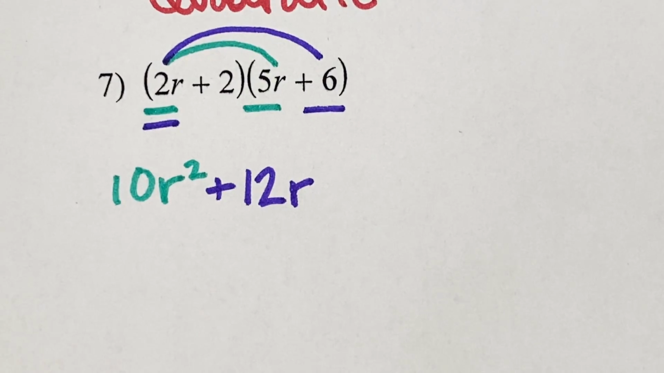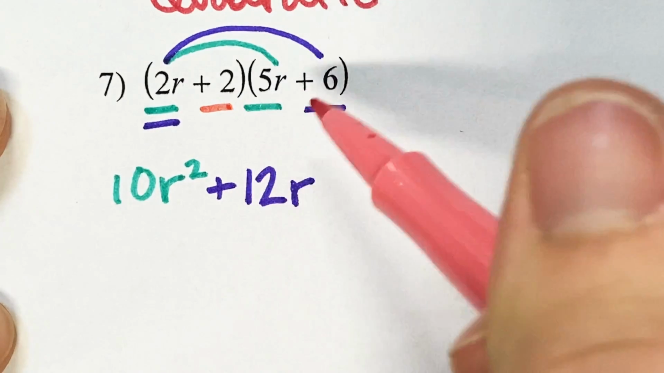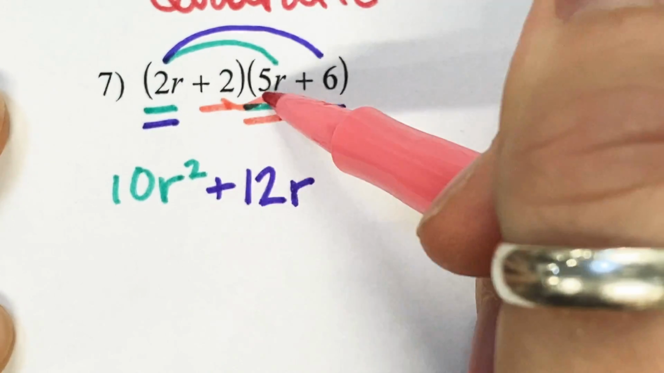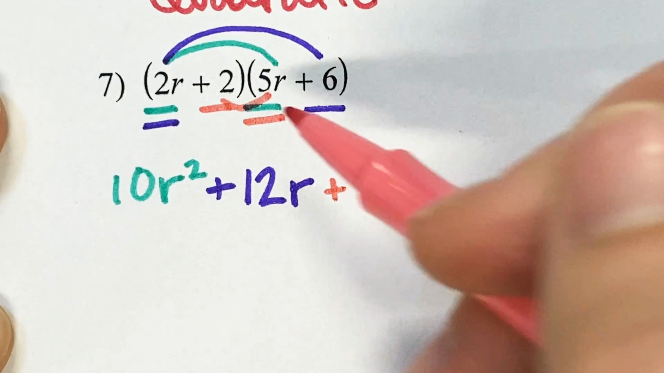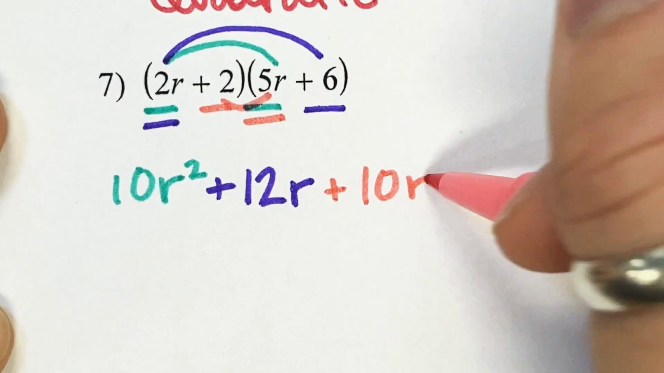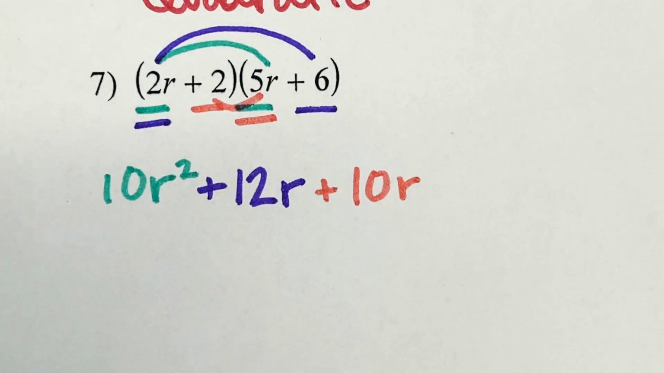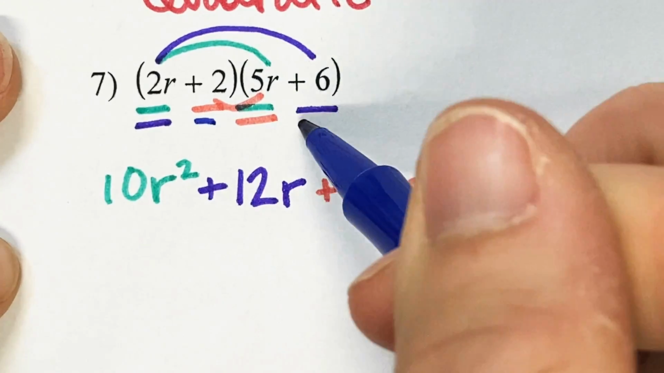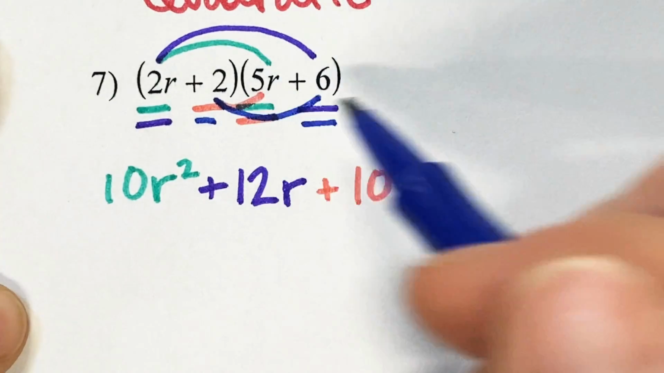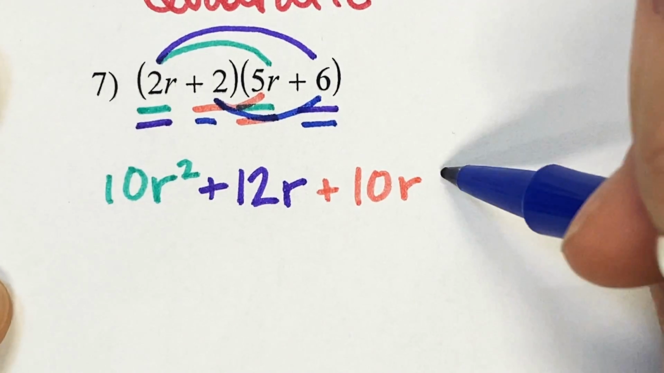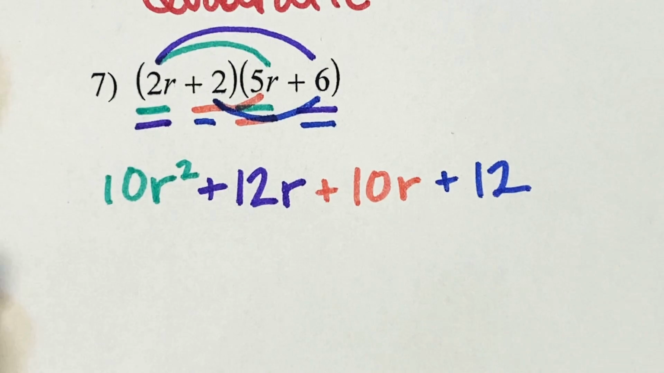Okay, our next letter in FOIL, inside, I, so 2 and 5r. So we have 2 times 5r, 2 times 5, 10. This time there's just the 1r, so just 10r. Okay, and our very last letter, which is L, and it stands for last. Okay, so now we have 2 times 6. What is 2 times 6? 12. Beautiful. Okay, we've used our FOIL.